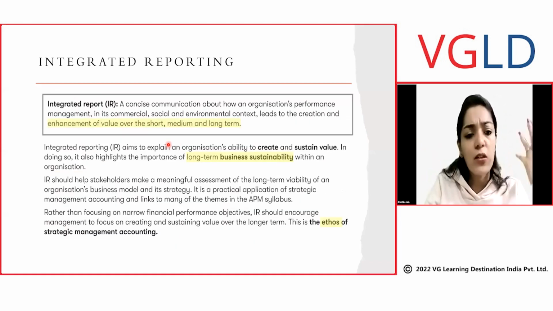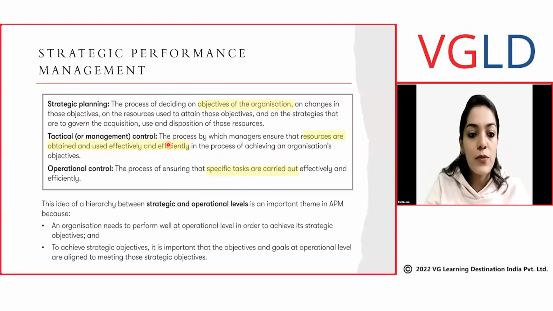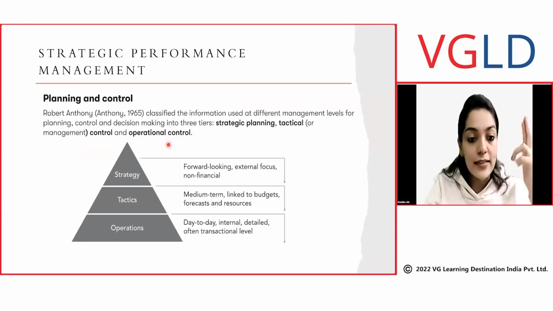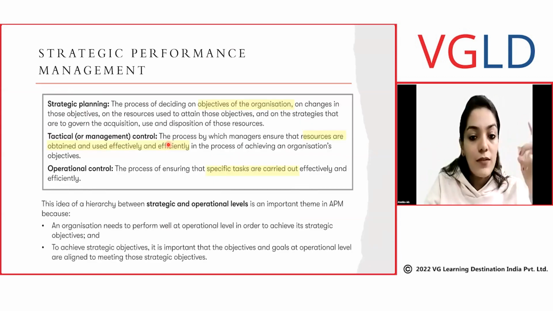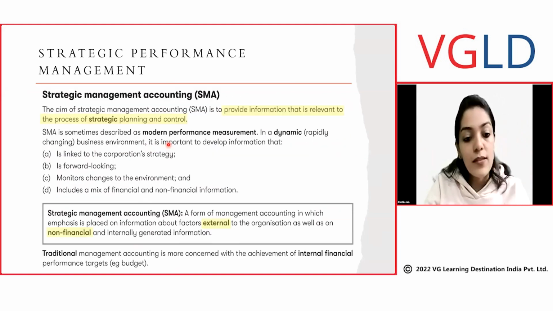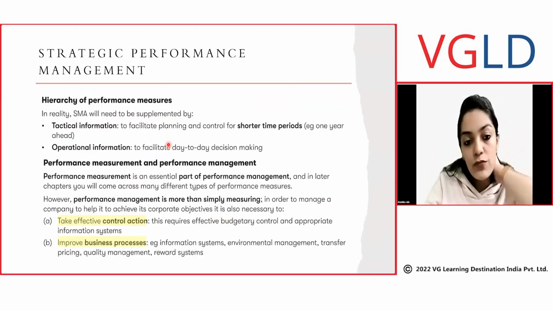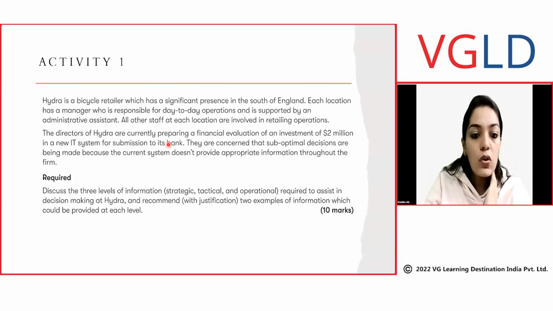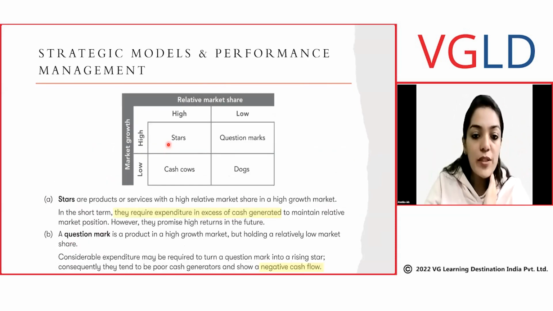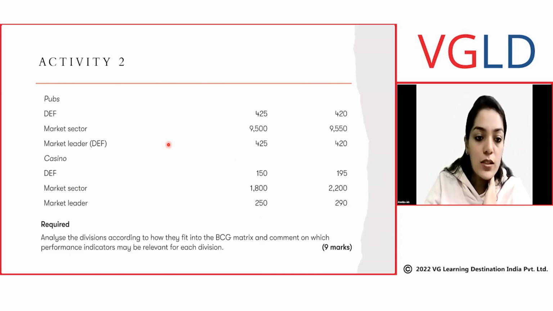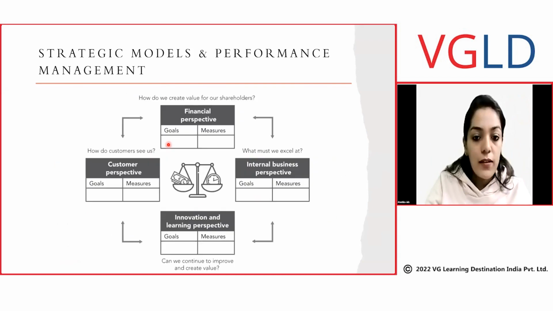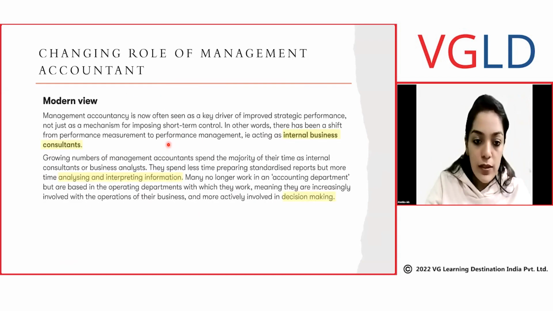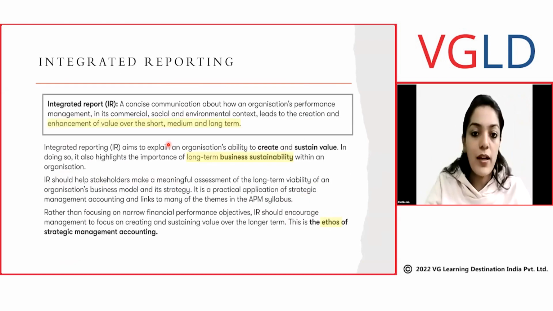What did we study? We studied a lot of models here, starting from SWOT analysis, then Robert Anthony's hierarchy of strategic, tactical, and control, and then what are the issues which are there, and of course the performance management implication for each one of these models we have gone through. SWOT analysis, BCG matrix, then Porter's generic strategies: cost leadership, differentiation, and focus strategy. And then finally balanced scorecard and integrated reporting, and what is the modern view of an accountant.